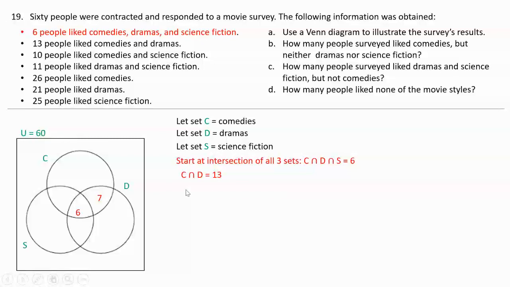Okay. Now let's do 10 people like comedies and science fiction. So where's the C intersects S, which is 10? This is my C, this is my S. So this area has to be equal to 10. We have 6, right? So this has to be 4 then. The 4 goes there.